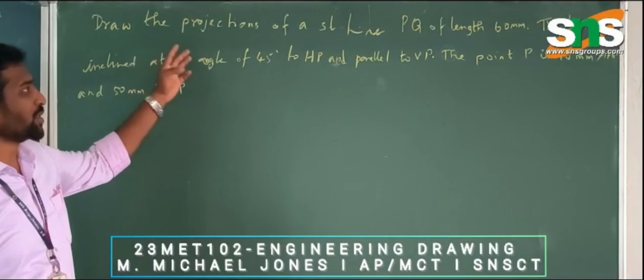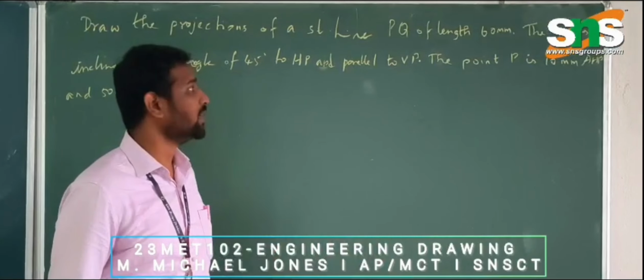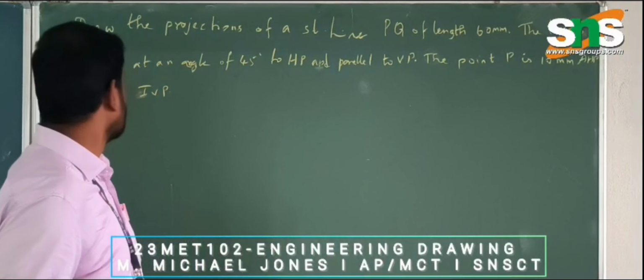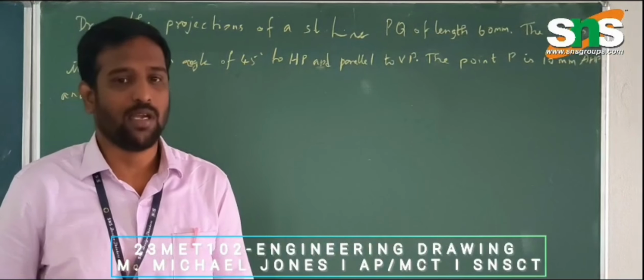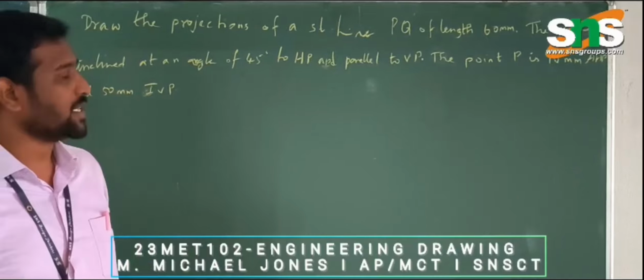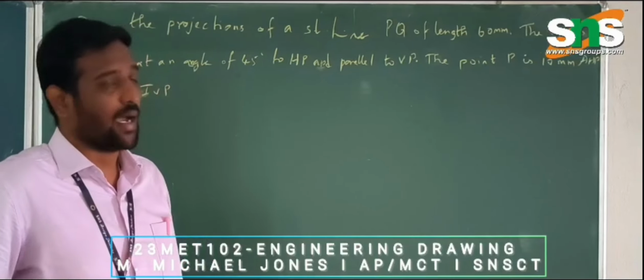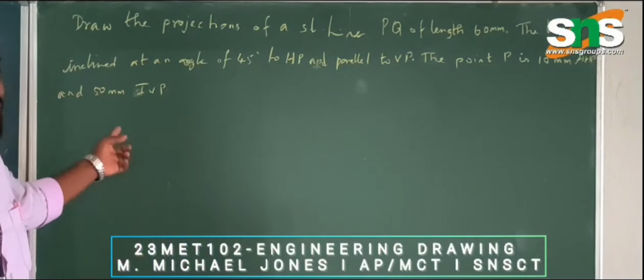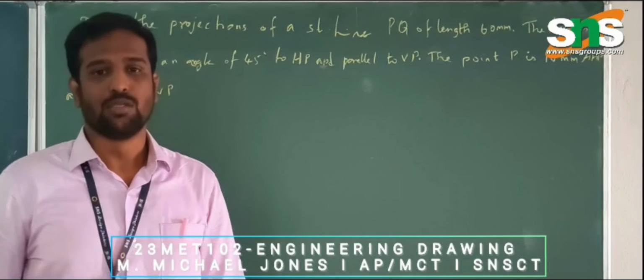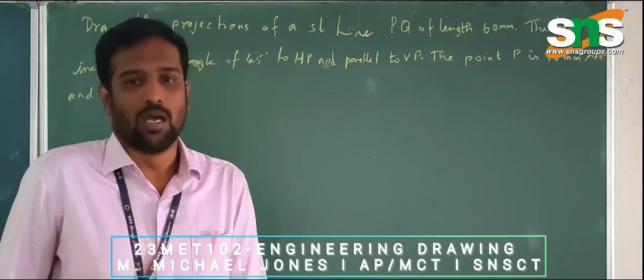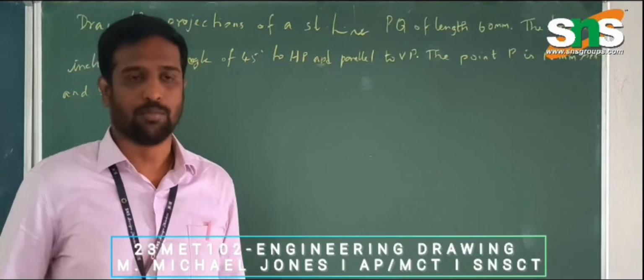Draw the projections of a straight line PQ of length 60 mm. The line is inclined at an angle of 45 degrees to the horizontal plane and it is parallel to the vertical plane. The point P is 10 mm above the horizontal plane and 50 mm in front of the vertical plane. So this is my question today, and let us see how to draw this problem.